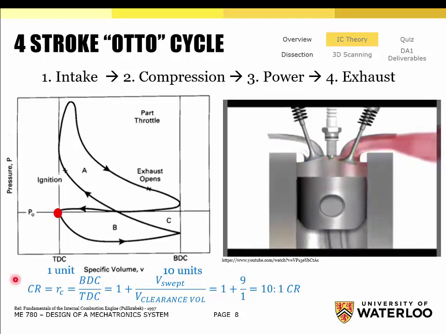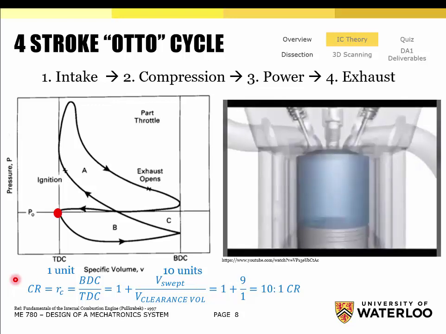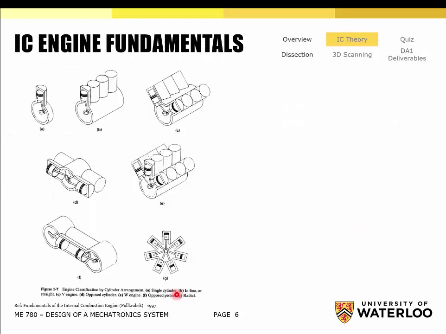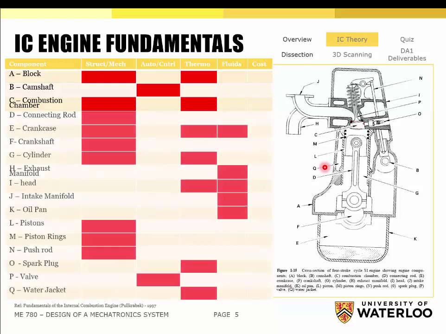Okay? So there's a ratio between those two that effectively dictates how much compression ratio there is. And that ratio is given by this, CR, or you can also say RC, and that's just the ratio of bottom dead center volume to top dead center volume. So the bottom dead center volume is your clearance volume plus the swept volume. So we'll go back. The clearance volume is that little red area there that you're seeing, because that's the volume that you're not influencing by the movement of the piston. The swept volume is however much the piston is moving.